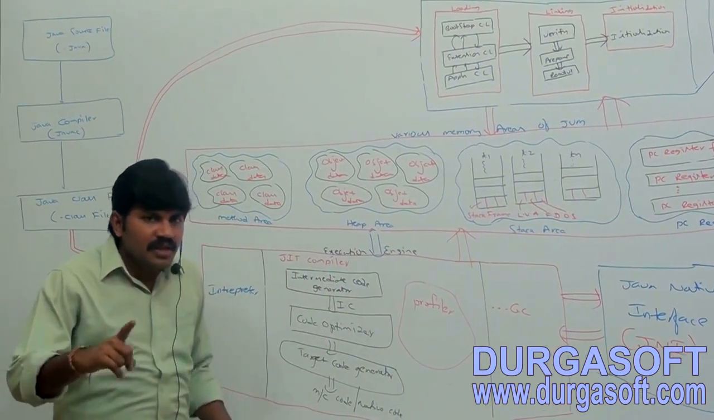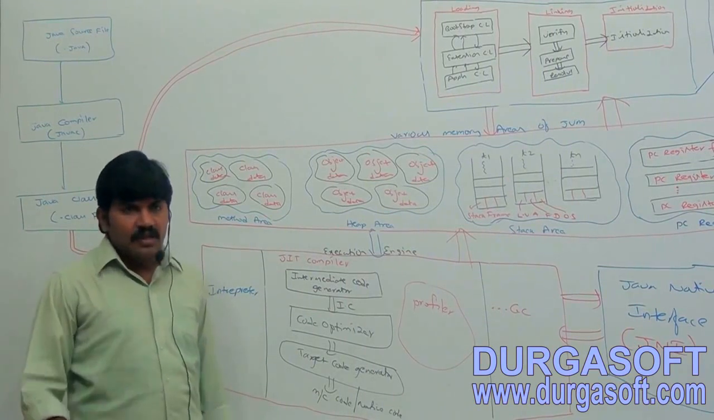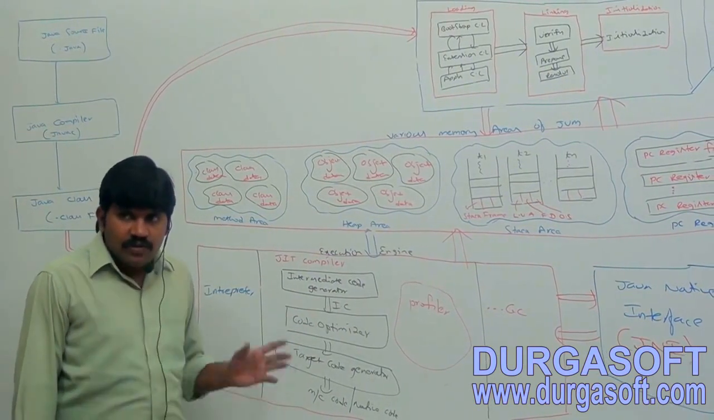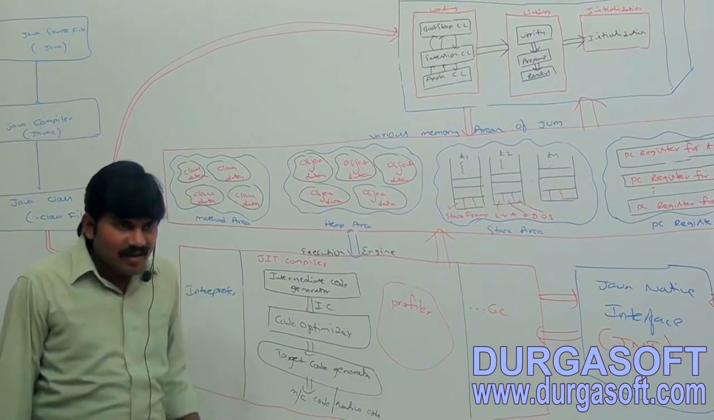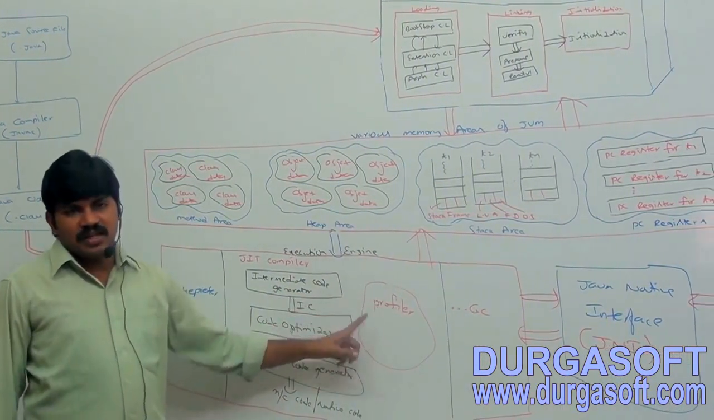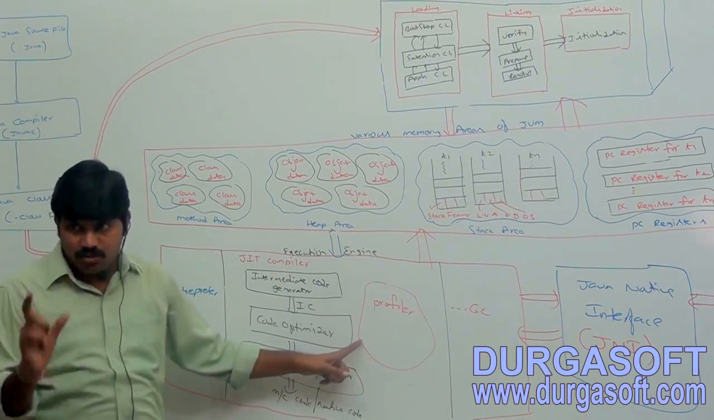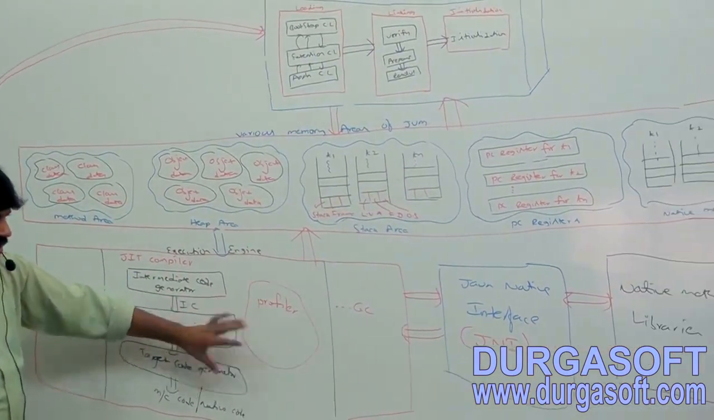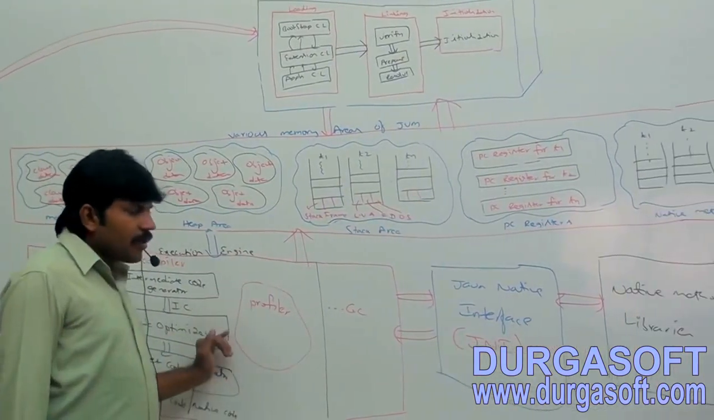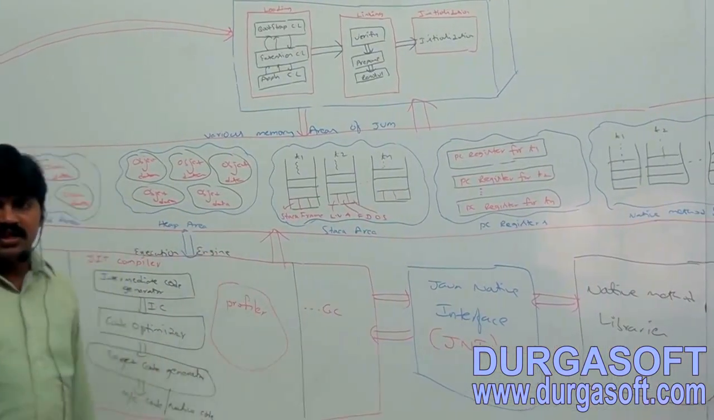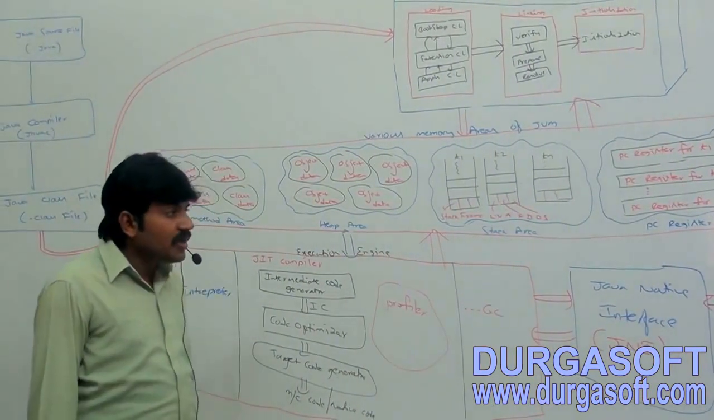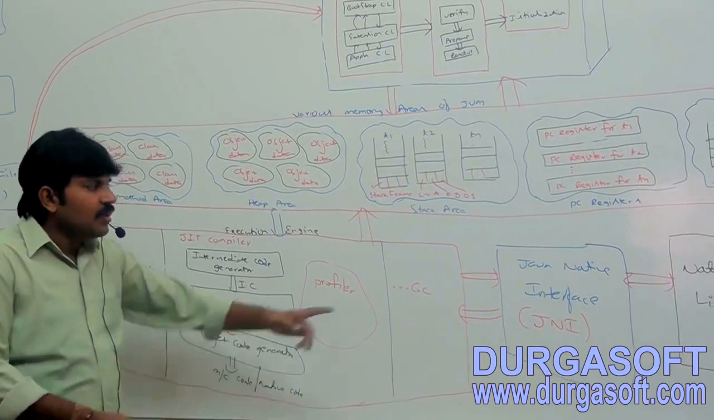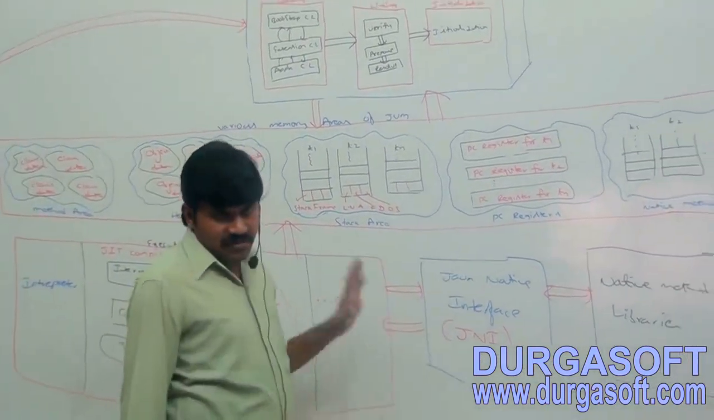Who is going to take care of whether it is a repeatedly required method or not, whether it is a hotspot method or not? It is the profiler, which is responsible to identify hotspots. Next, after that, the garbage collector; there are several components. While executing, my execution engine may sometimes require native method information. Who is going to provide that native method information? Java Native Interface.